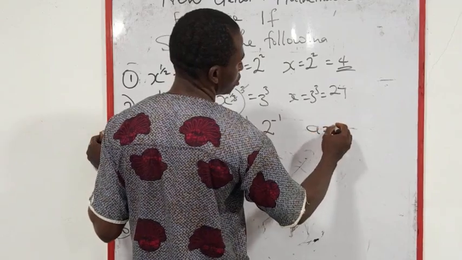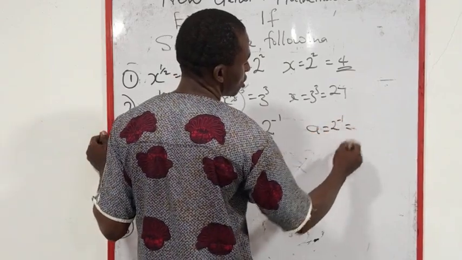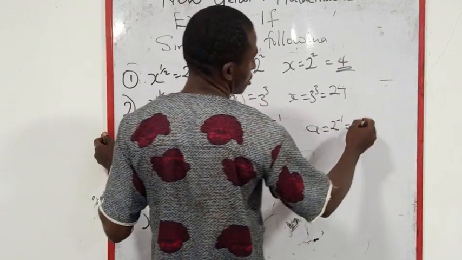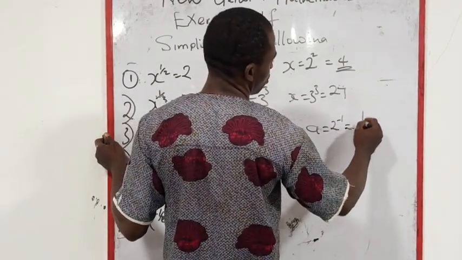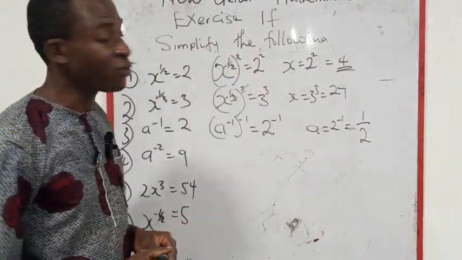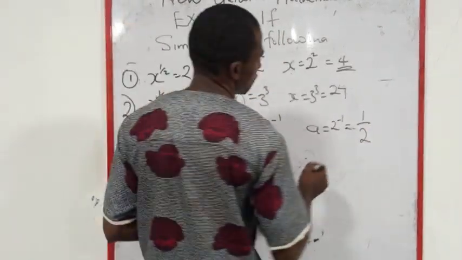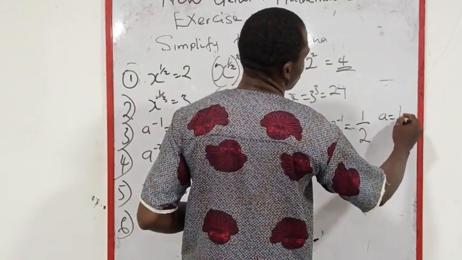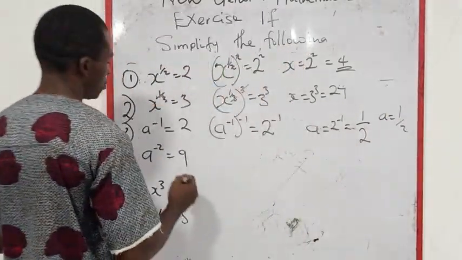So a is equal to what? 2 raised to power minus 1. By our law of indices, that becomes 1 over 2 raised to power 1, which is the same thing as 1 over 2. So a is equal to 1 over 2. We go to the next.